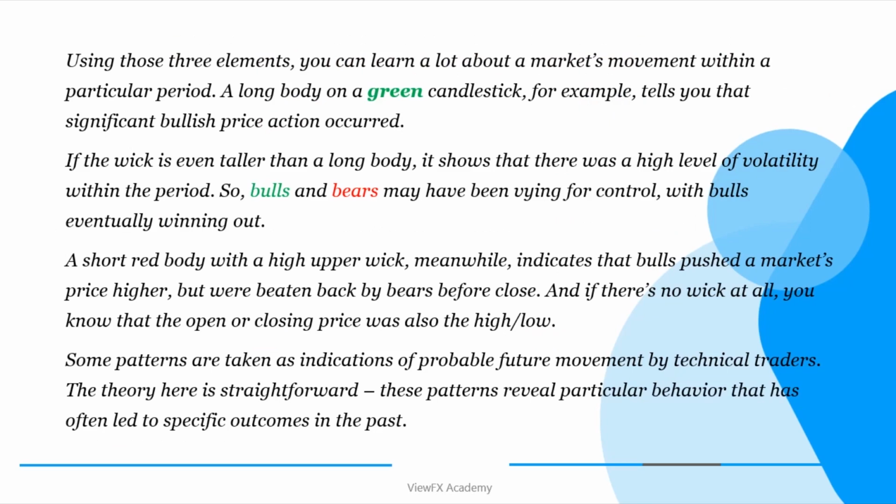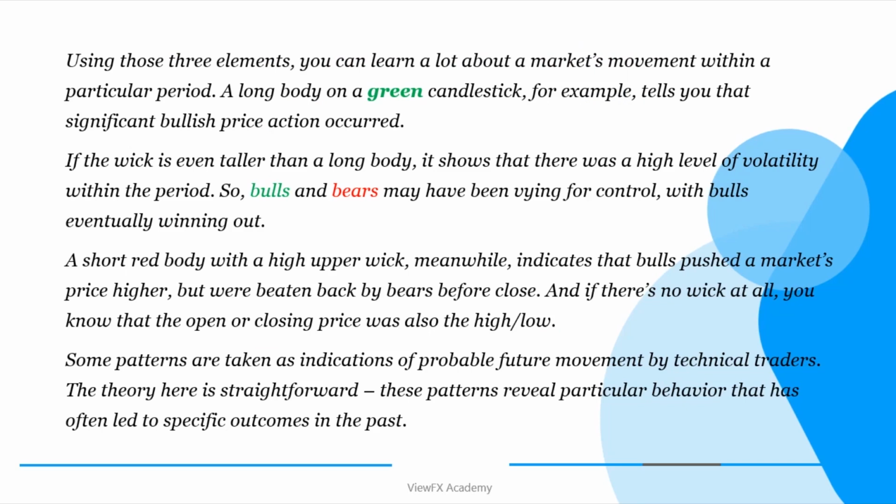Using those three elements, you can learn a lot about a market's movement within a particular period. A long body on a green candlestick, for example, tells you that significant bullish price action occurred. If the wick is even taller than a long body, it shows that there was a high level of volatility within the period. So, bulls and bears may have been vying for control, with bulls eventually winning out.